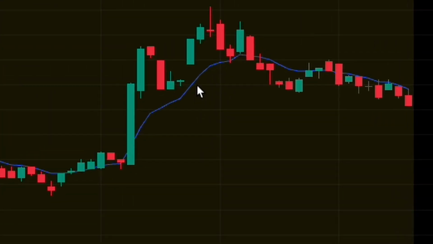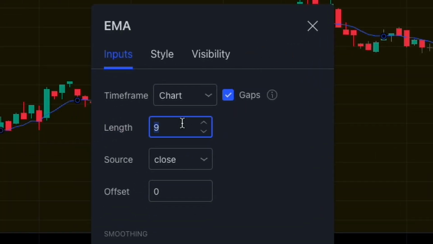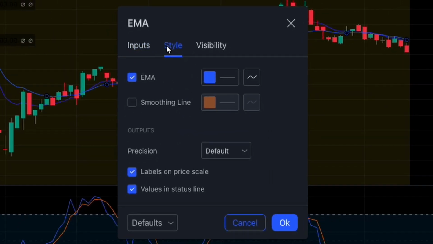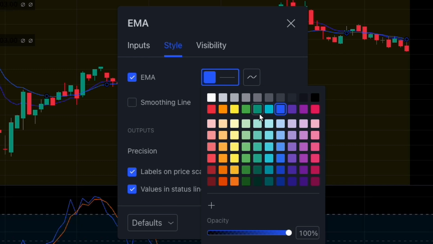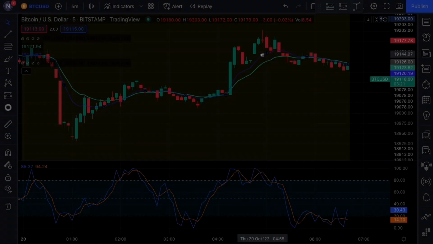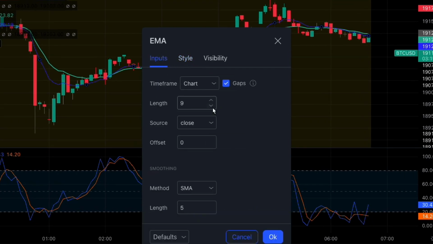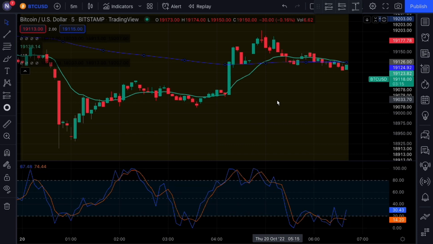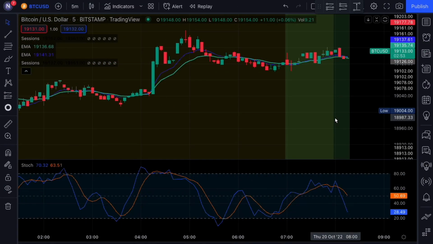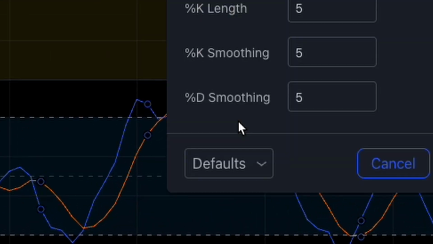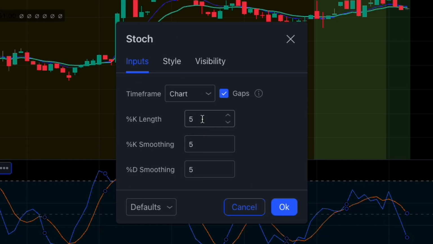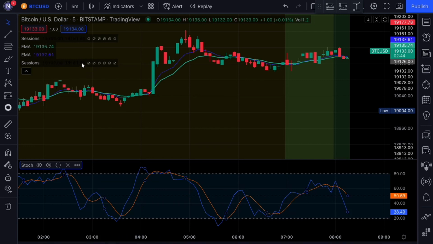So double clicking on either of the EMAs and changing its length from 9 to 15. Then jumping over to the style section to change the color to make it more visible. Awesome, now let's access the setting on the other EMA and this time change its length to 150. The next step will be to make some adjustments to the stochastic indicator. So again, double clicking on this indicator and navigating to the input section, we can put all the parameters equal to 5 and then select the specific session we're going to be trading on.